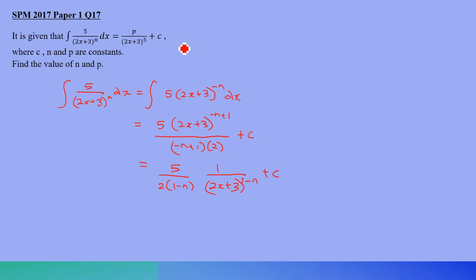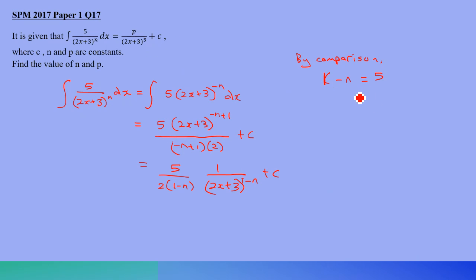Okay, compare this with what is given to you. So by comparison, we look at the power here, 2x plus 3, 1 minus n, and here given to you is 5. So we have 1 minus n equals to 5.